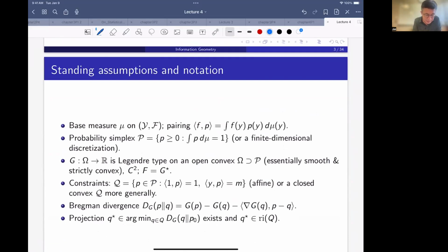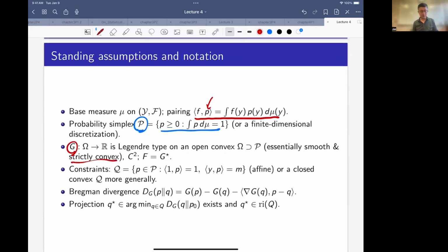So here, the space we are interested in is a parameter space, and there is an inner product, which is called a pairing. This is one parameterization. This pairing has to do with duality, but we'll see that soon. And G is a strictly convex function we want to use to create a divergence, and F is the Legendre transformation, the convex conjugate function.